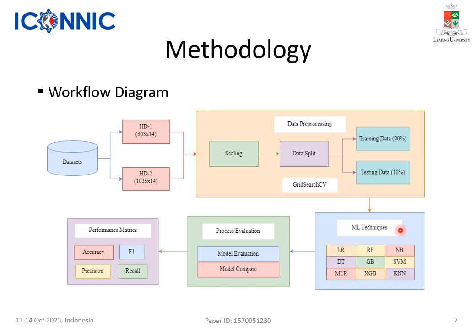We used these 9 machine learning algorithms, which are logistic regression, random forest, naive Bayes, decision tree, gradient boosting, support vector machine, multi-layer perceptron, extreme gradient boosting, and k-nearest neighbor. In the evaluation process, we assess and compare the 9 models mentioned earlier, considering performance metrics such as accuracy, precision, recall, and F1 score.